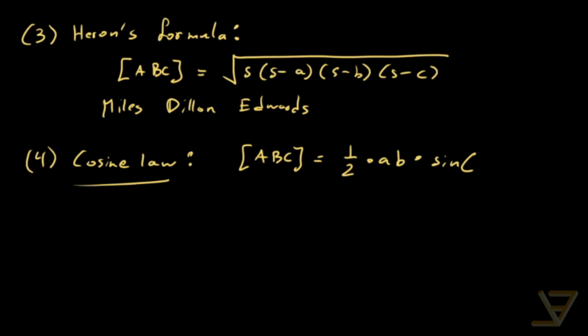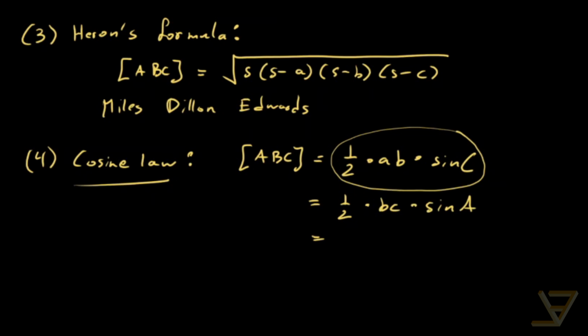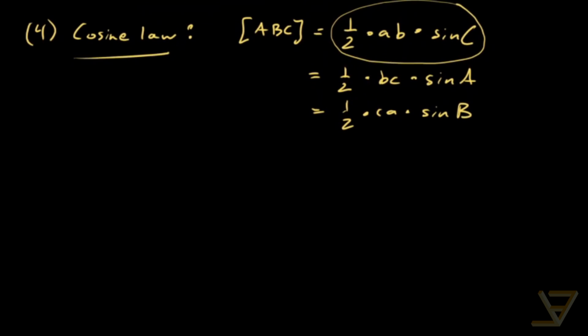And you can do this with the corresponding symmetric variables for the other 2 sides as well. So BC sine A, CA sine B. I'll write that down for you. Half BC sine A equal to half CA sine B. So that's the fourth way.